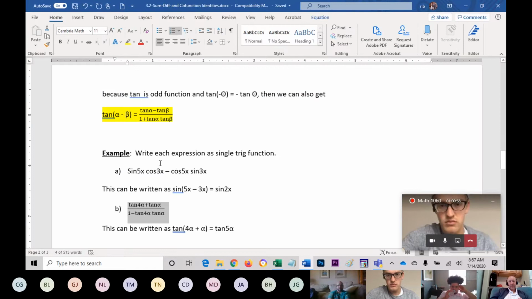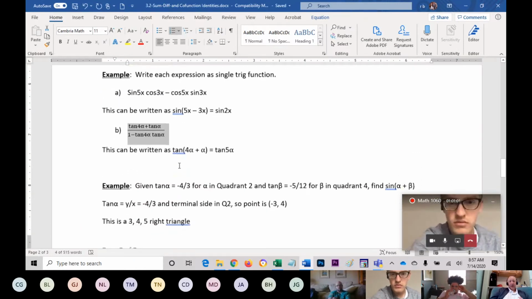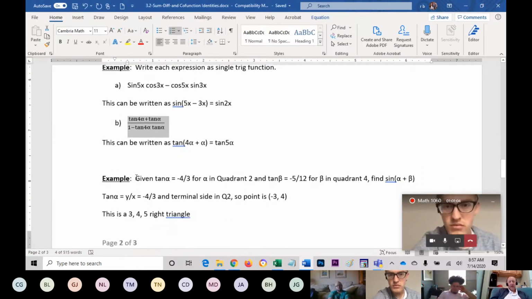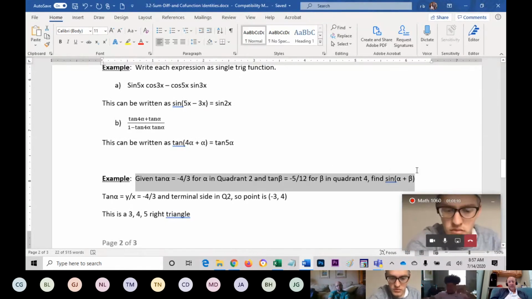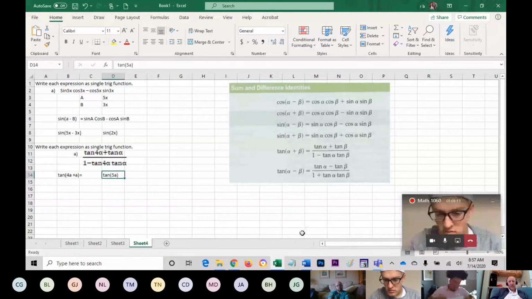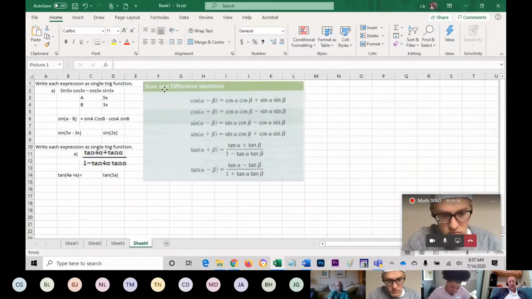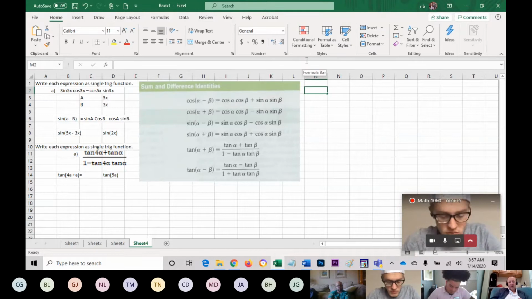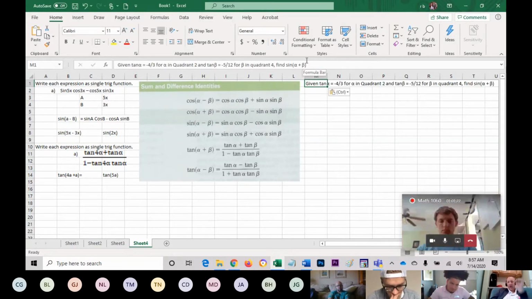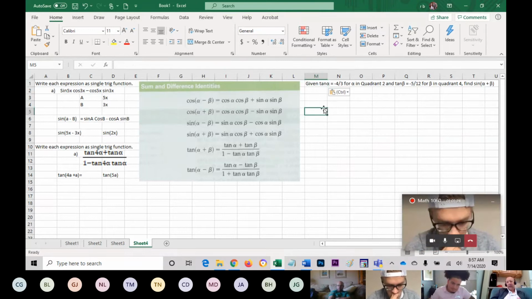All right, so let's try this one. Do I have enough room? Let's try this here. Given the tangent of alpha equals -4/3 for alpha in quadrant 2, and tangent of beta is negative 5/12 for beta in quadrant 4, find the sine of alpha plus beta.